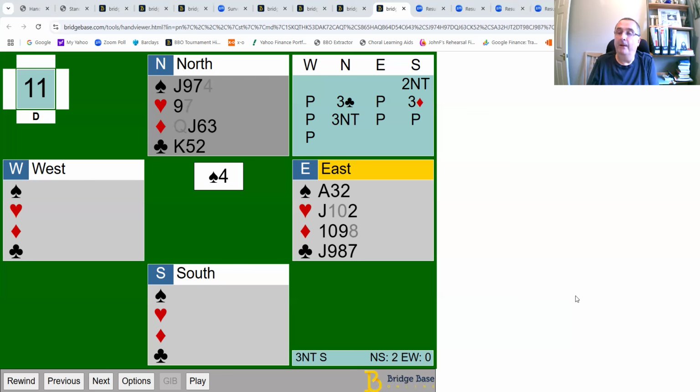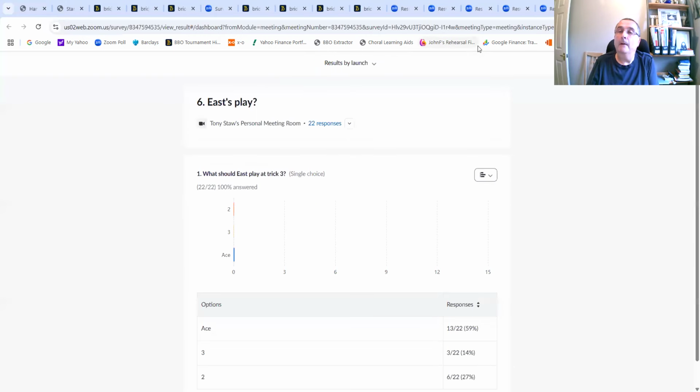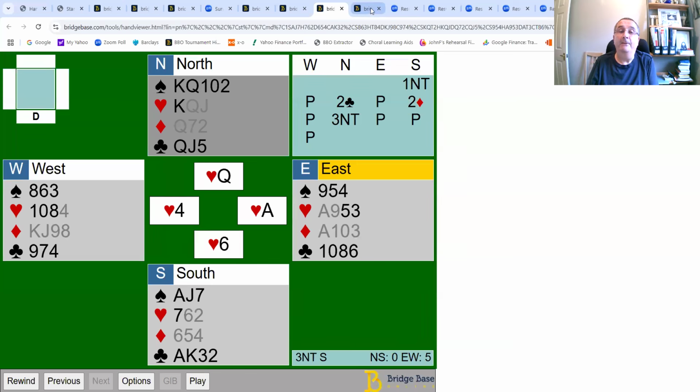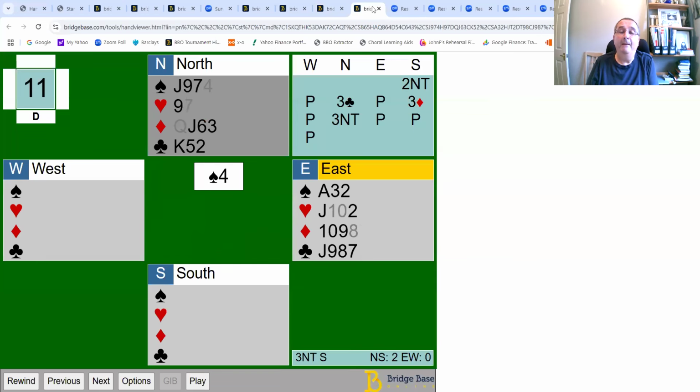Have a look at the results. And 59% have gone for the ace, with the rest of you choosing a low card. And let's see what we can make of it.